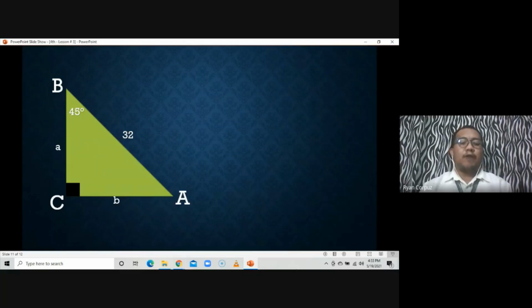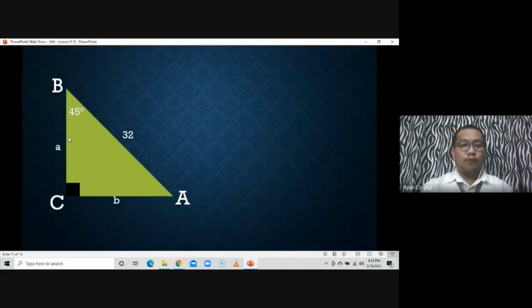Another 45, 45, 90 degrees special right triangle. This time, ang given natin is the hypotenuse that measures 32. So what you are looking for is the measure of A and B. So paano ba kinukuha yung measure of the leg when the given is the hypotenuse? So it's just divide by 2, hypotenuse divide by 2, multiplied by square root of 2. So divide mo muna by 2 hypotenuse, that would be 32 divided by 2 is 16 times square root of 2. So that should be 16 square root of 2.